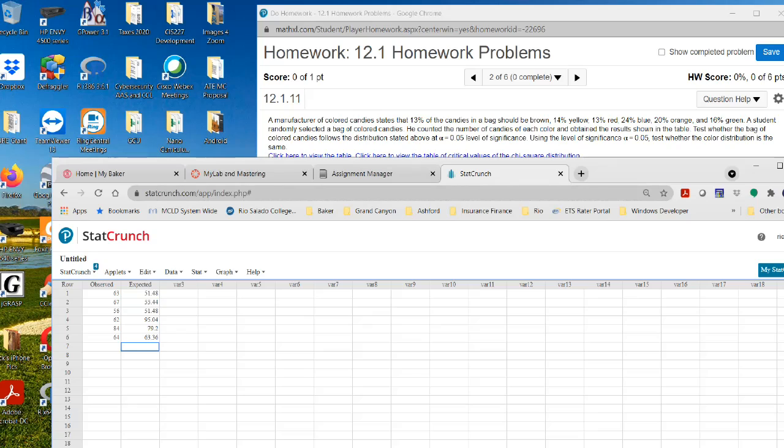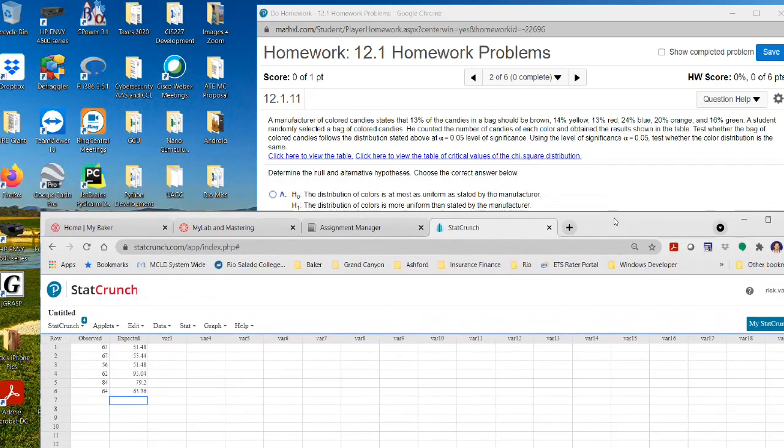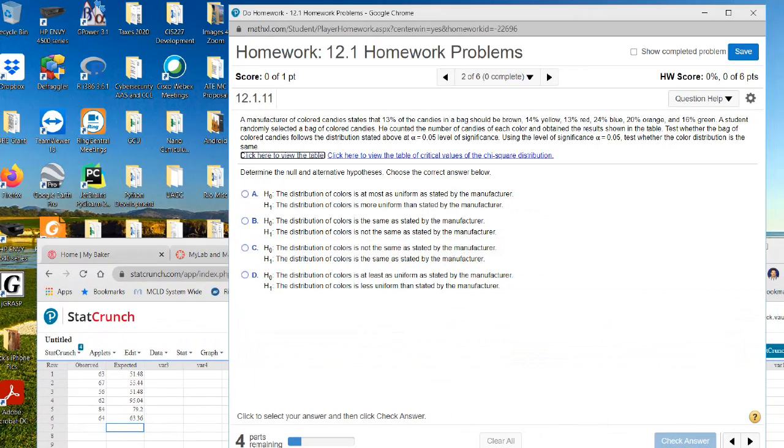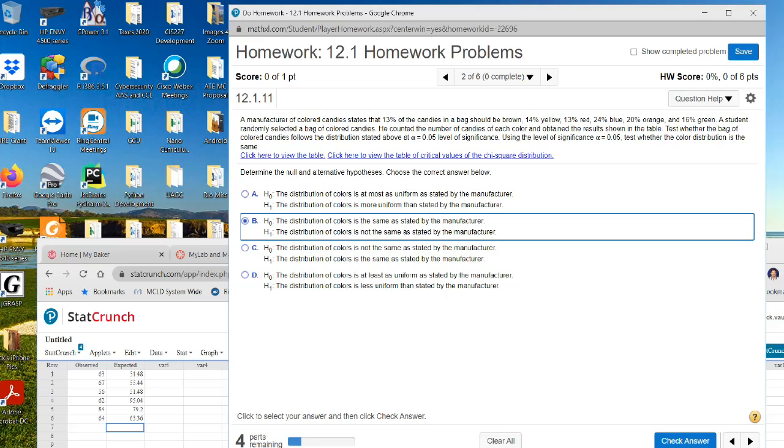All right, so now I'm going to run this chi-squared test, and the null and alternative hypothesis first. So the distribution of colors is the same as stated by the manufacturer, or is not the same as stated by the manufacturer. Sounds to me like that's the one that we want. The null hypothesis is, yeah, okay, it's not different enough. You're not actually claiming that it's uniform. Uniform would be if the distribution of colors were all the same.